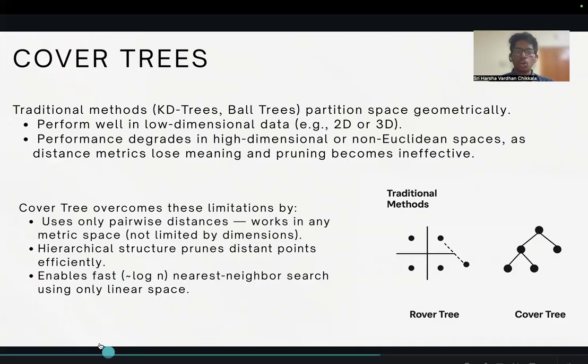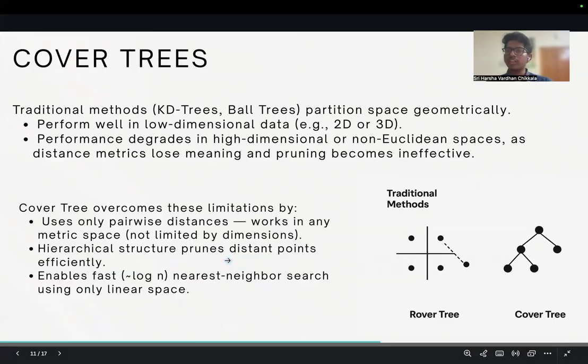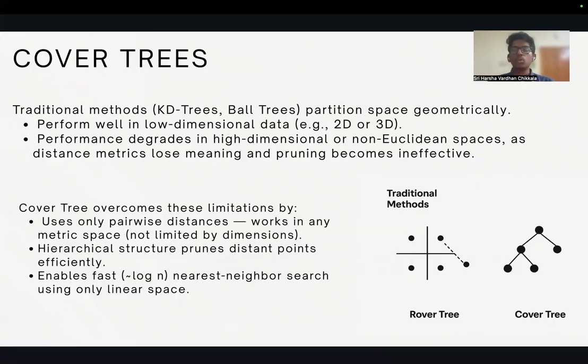As we build the tree hierarchically, pruning also becomes easier, as the distance between the child and parent is also less than 2 power i. So the pruning of data is much easier when searching for a nearest neighbor, excluding all the other data and focusing on all the required data.